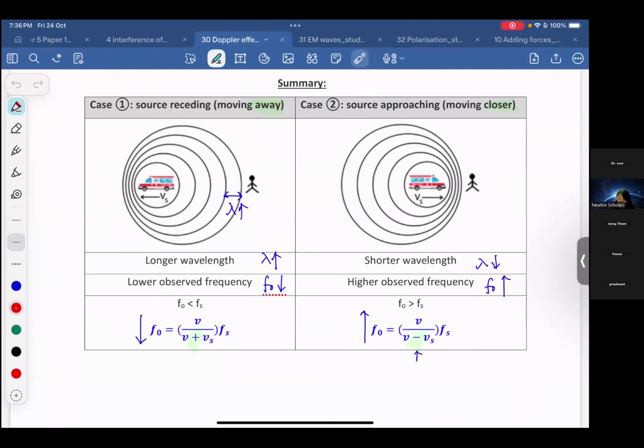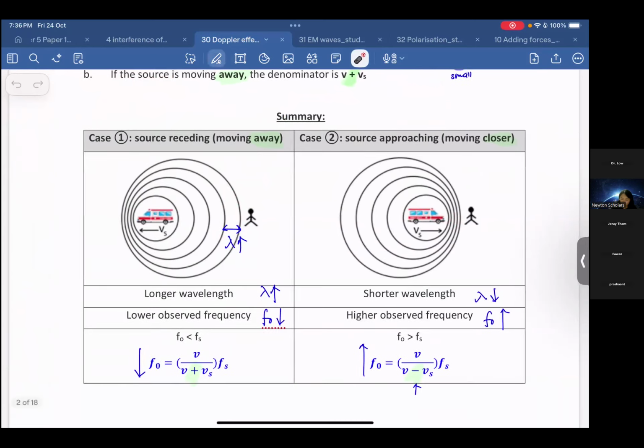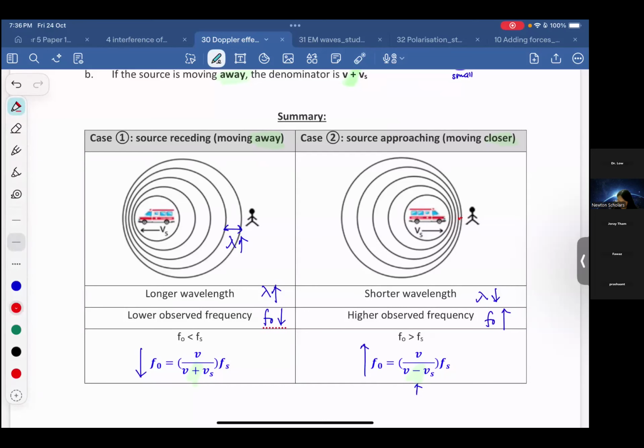So how am I going to memorize this? For myself, my way is I use a slinky spring to remember it. Let's say the source is moving away from me, so I will pull the slinky spring further away. From here to here, I assume this is the wavelength. If away from me, the wavelength will increase. If towards me, it's nearer, so the slinky spring will be nearer, so the wavelength will become shorter.